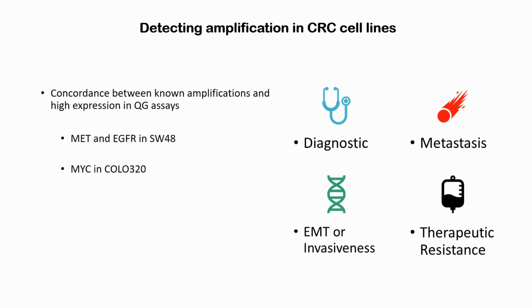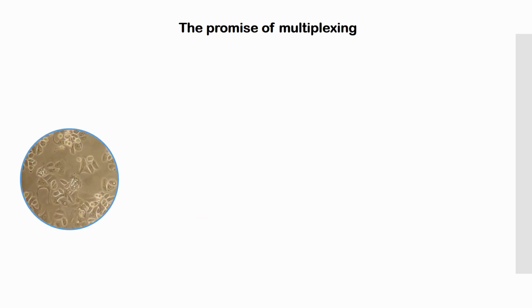So we managed to detect amplifications as expected in cell lines. For instance, if we look at SW48, we know that there are MET and EGFR amplifications. We see them at a cellular level in the cell line itself. That's normal. But then our interest was to actually see these reflected in the exosomes that are generated from these cells. So we started off with another plex.